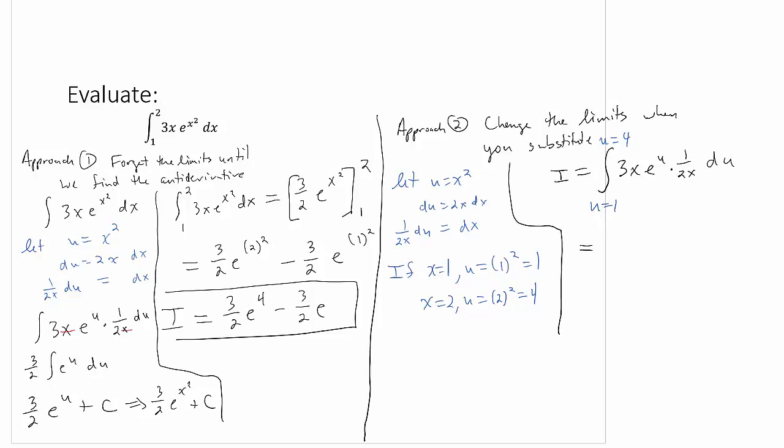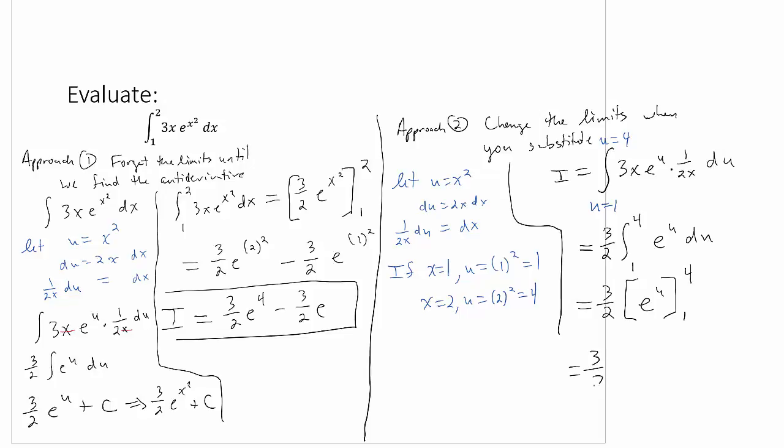And so then my integral would be equal to, and now I'm not going to write the u's anymore for the limits, my integral would now be from 1 to 4. I can bring the 3/2 outside the integral, and I'd have e to the u du. And so then that would be 3/2. The antiderivative of e to the u is e to the u from 1 to 4.